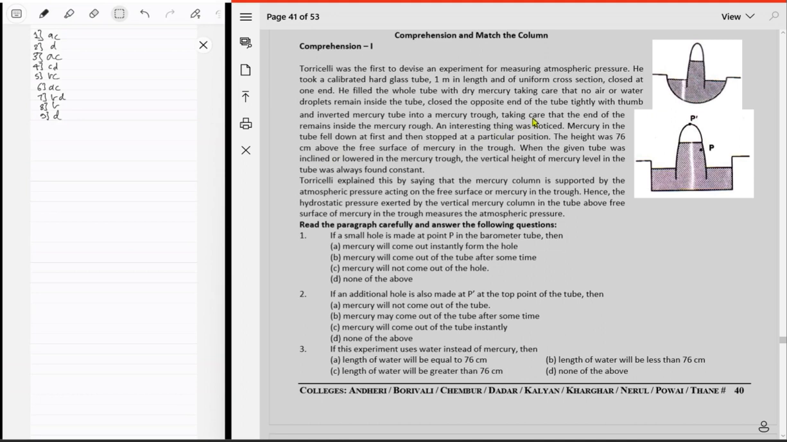An interesting thing was noticed: mercury in the tube fell down at first and then stopped at a particular position. The height was 76 centimeter above the free surface of mercury in the trough. When the tube was inclined or lowered in the mercury trough, the vertical height of the mercury level in the tube was always found constant. Torricelli explained this by saying that the mercury column is supported by the atmospheric pressure acting on the free surface of mercury in the trough.